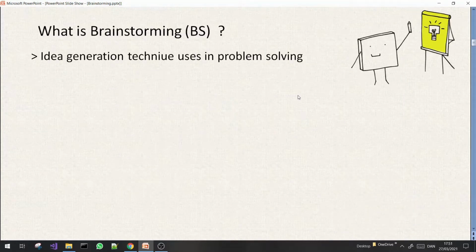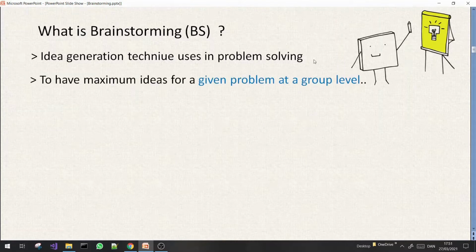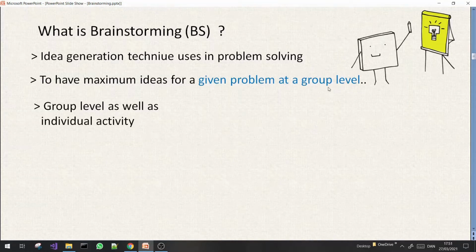Brainstorming is an idea generation technique which we use in problem solving. Through brainstorming, we try to have as many ideas as possible for a given problem at a group level. So we can say brainstorming is a group level as well as an individual activity. However, in this video, I will cover brainstorming at a group level.